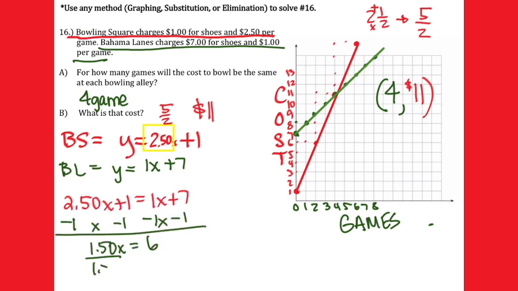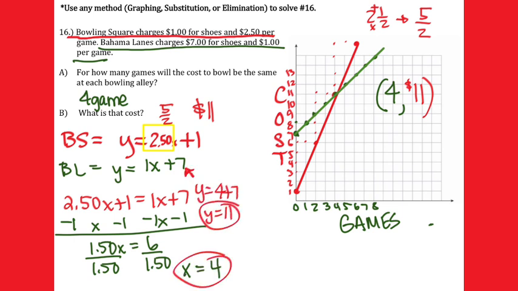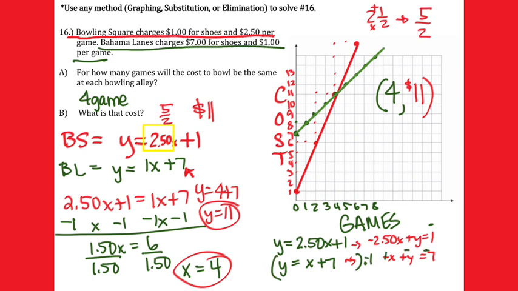So if you use substitution, like we did next, because y equals y, we found the same answer, and we did elimination, moving the equations to standard form, and multiplying one of them by -1 to eliminate the y's, we also got the same solution of 4 games, $11.